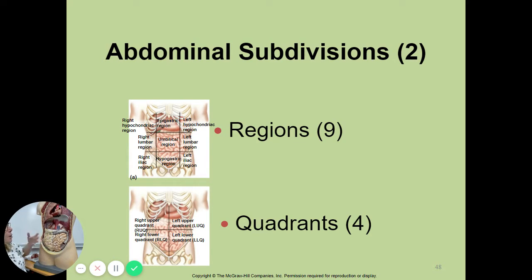So if they were going to describe where the stomach is, and the stomach has fallen out of this guy, but the stomach would be right here, it would be in the left upper quadrant. It would also be part of the left hypochondriac region and the epigastric region, but it would not be in the right hypochondriac region. So there are the quadrants and the regions of the abdomen.